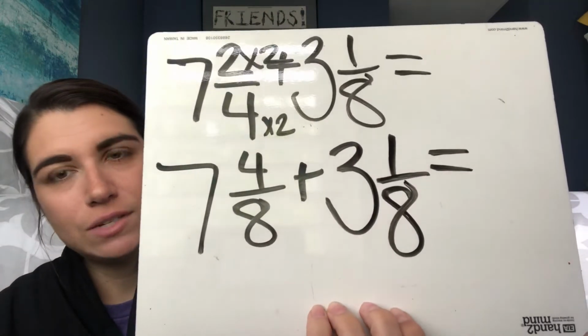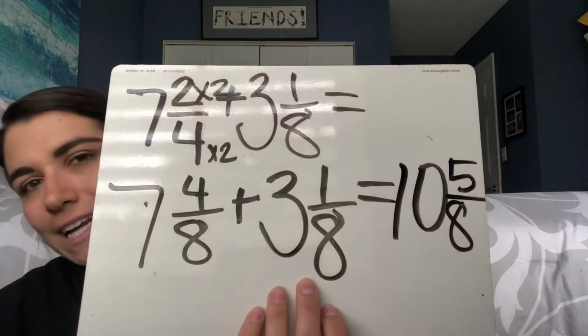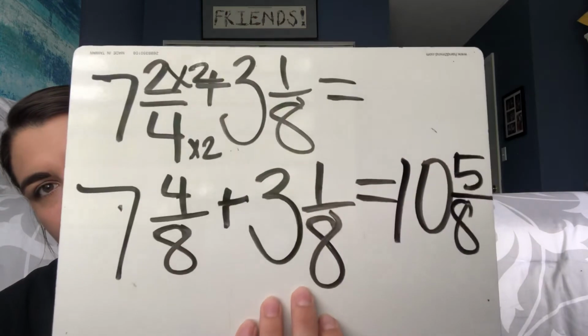All right, so now I'm going to add them together. So again, I'm going to add 7 plus 3, which is 10. 4 plus 1, which is 5. And then my denominator is 8ths, so I get 10 5/8. Again, if you got that one right, virtual high five, you're doing awesome.